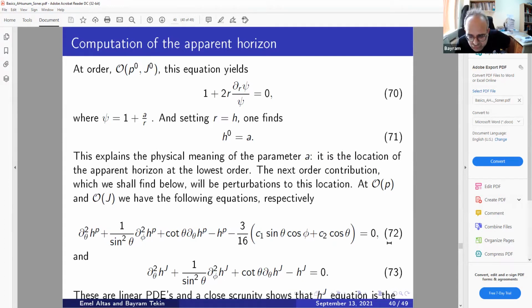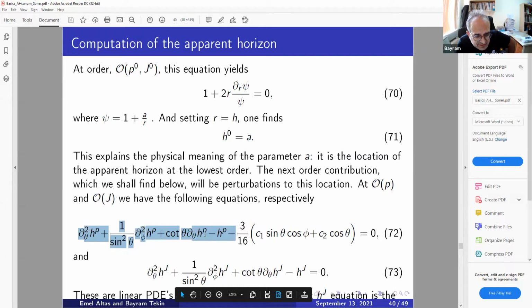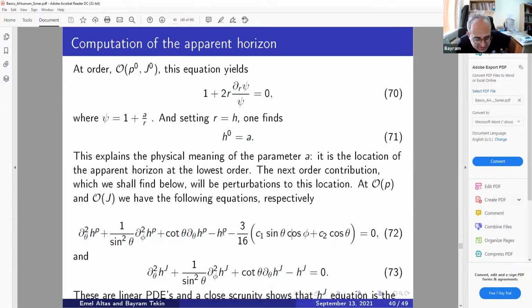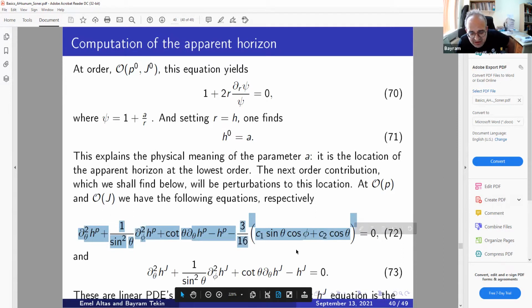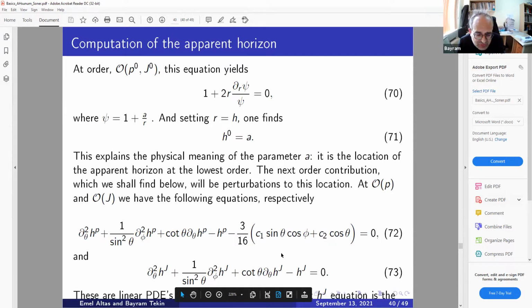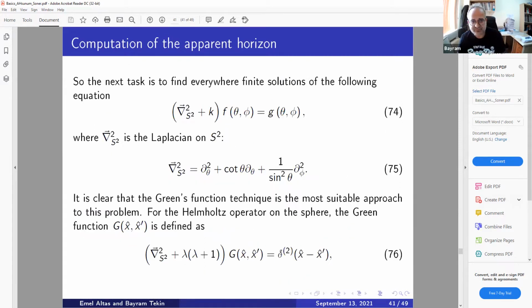Now at the next order, I have to solve equation 72. Look at 72 and 73. Look at this, it looks like a terrible equation. You see, this is that, and this is like a Laplacian on the sphere. This is a source term. This is the Laplacian on the sphere. And I have to solve the Laplacian on the sphere with a source, plus I have to solve the vacuum Laplacian on the sphere without any singularity. Okay, that's the important thing. I cannot accept any singularity. So the next task is to find everywhere finite solutions of this equation.